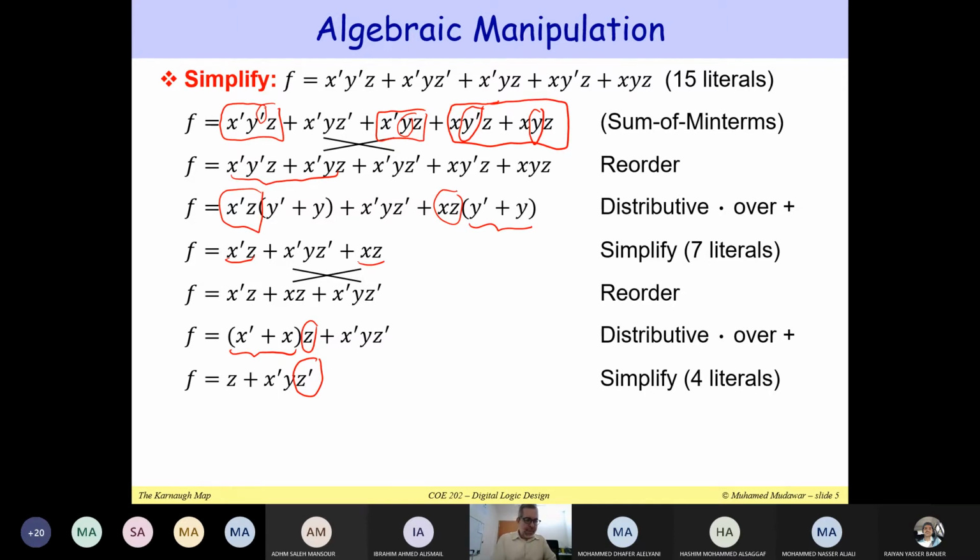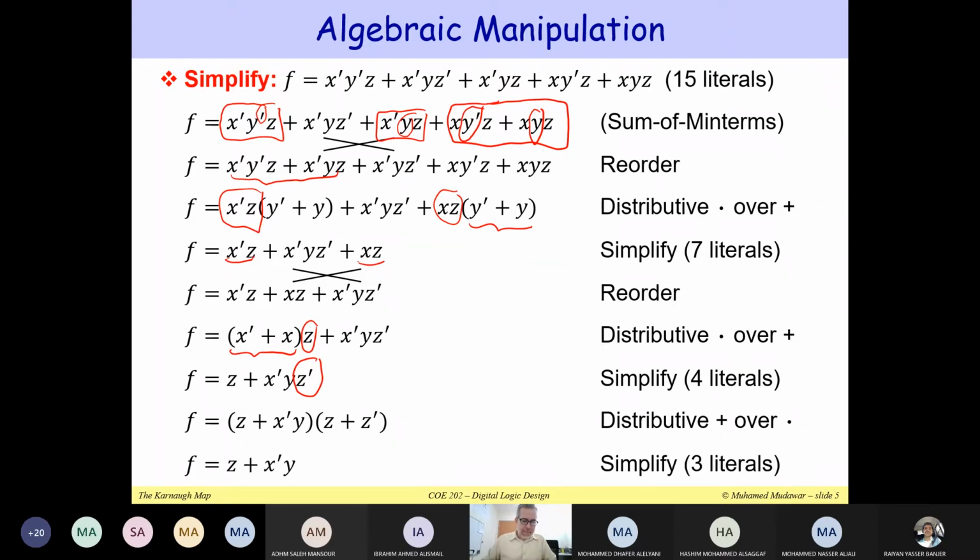But if you would like to apply it, I can use the distributive property as shown here. And basically, it's a bit slow. Okay, so there is a lag. Anyways, so at the end, we get 3 literals.